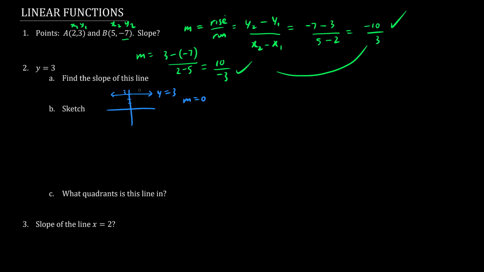0 means flat, uphill means positive slope, downhill from left to right means a negative slope. Another way of writing this would be y equals 0x plus 3. Anything times 0 disappears, so as you can see, the slope is 0. When we say y equals mx plus b, the m is your slope and the b value is your y-intercept.